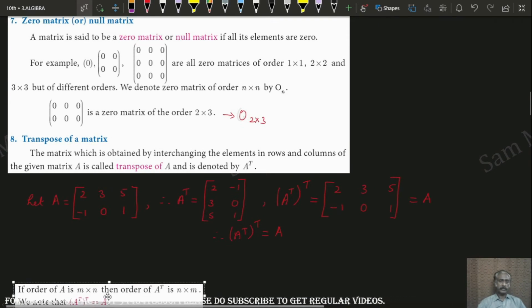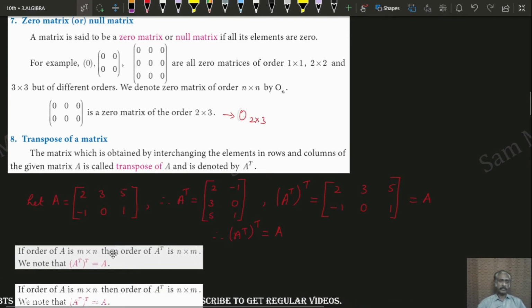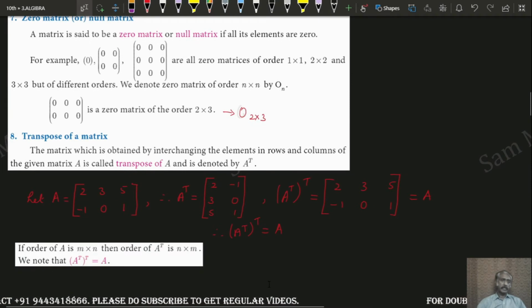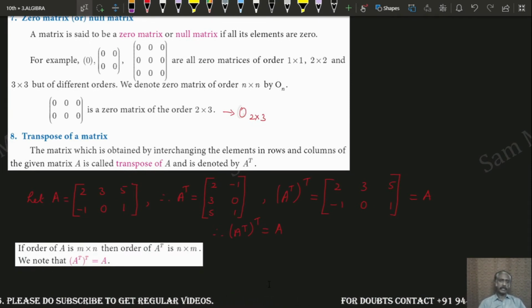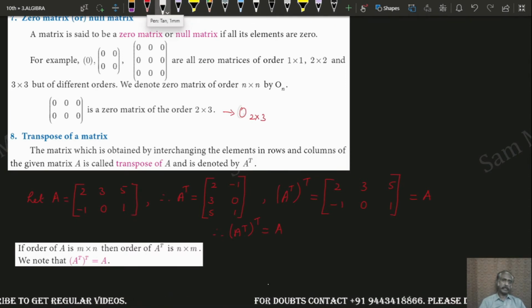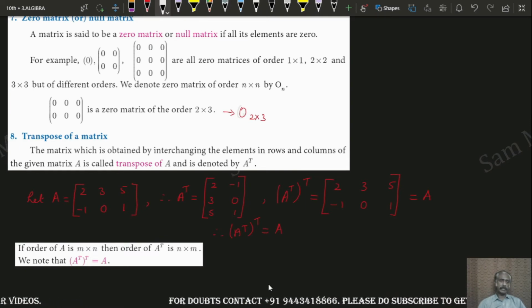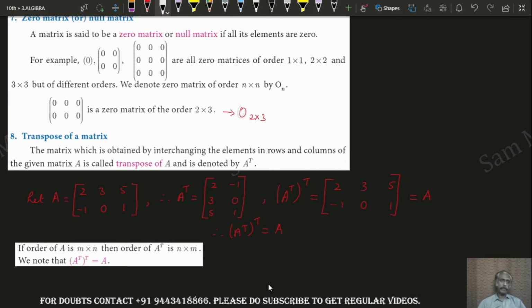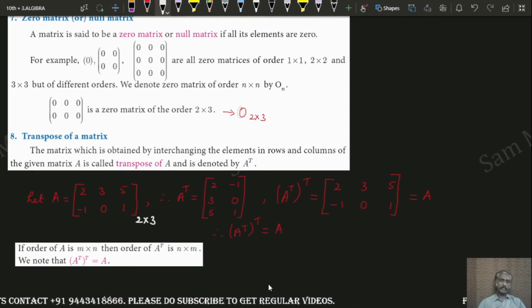Next is this important note. If the order of A is m by n, then the order of A transpose will be n by m. Not only that, the whole transpose of A transpose is always equal to A. Here, what is the order of A in the example? It's 2 by 3. What is the order of A transpose?